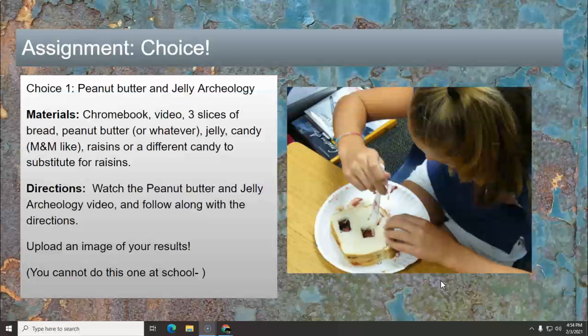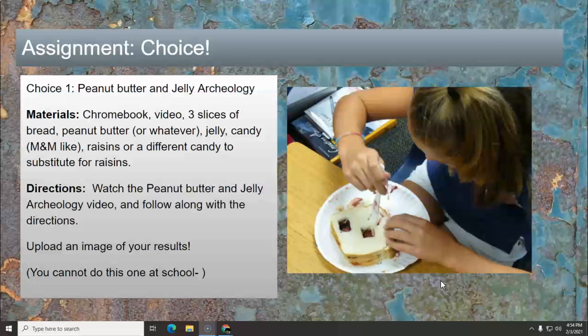You're going to need 3 slices of bread, some peanut butter or whatever else you want to spread, some jelly or equivalent. So if you don't like peanut butter and jelly, you could do like ham and ketchup or whatever. Except for that might be weird with candy. I guess you could use pickles. Some candy like M&Ms or small bits of candy. Some raisins or a different looking candy to substitute for raisins if you don't like raisins or don't have raisins. Again, if you wanted a meat version, you could use like ham for the peanut butter, some mustard for the jelly, some pickles for the candy, and some tomatoes for the raisins. All right. Anyway, I'm too excited about this.